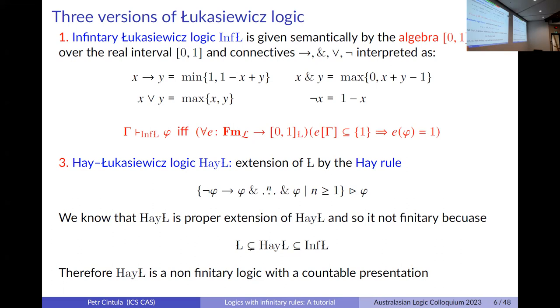There is some nonsense. It's a proper extension of Lukasiewicz, of the finitary Lukasiewicz. This we know because this rule is not true in Lukasiewicz, and it's not finitary, because if it were finitary, then it would be the same, because it's the largest finitary logic. And look, there are only countably many new axioms. For each formula, there is only one rule. So this is an example of a logic which is not finitary, but still has a countable axiomatization, a countable presentation.